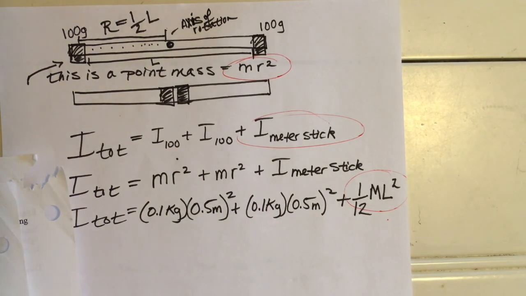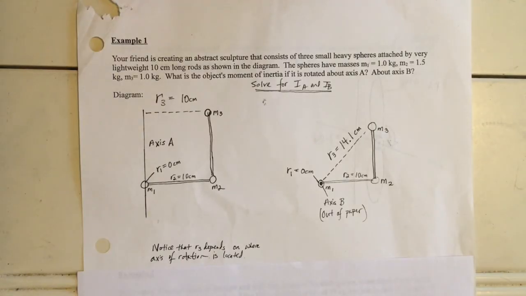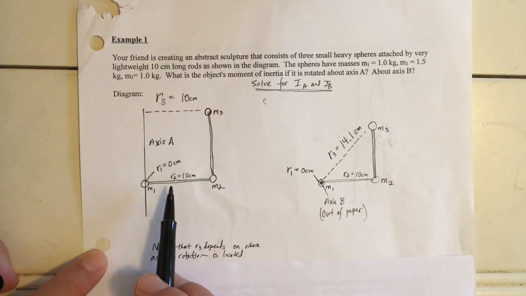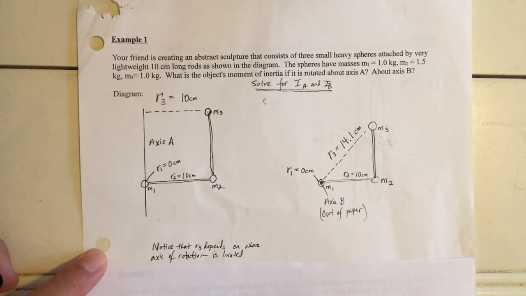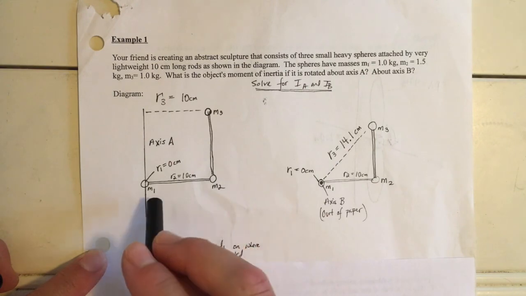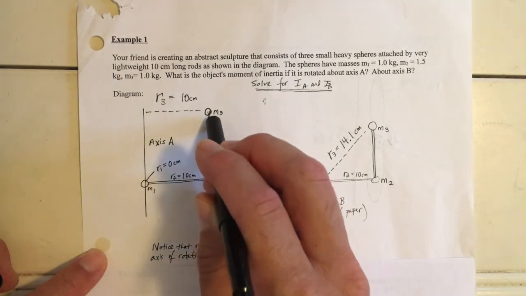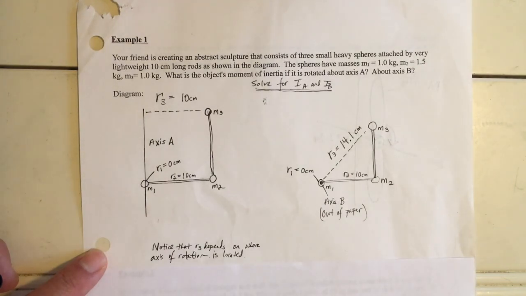All right, let's do some examples. This first example is from the book and in the chapter. Actually, all three of these examples are going to be from the chapter. In this first one, you have two objects made of the same masses. M1 is 1 kilogram, M2 is 1.5 kilograms, M3 is 1.0 kilograms.